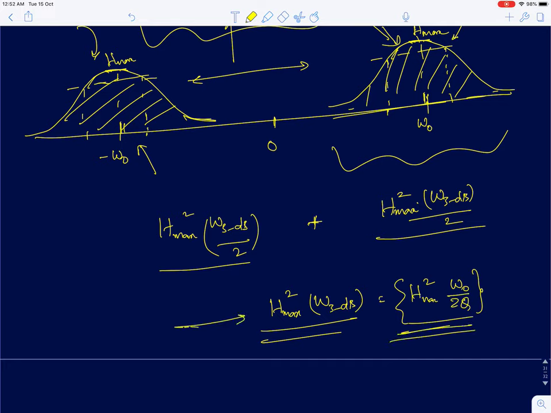So this is one other application for the analysis that we did just now. It finds applications in noise analysis.